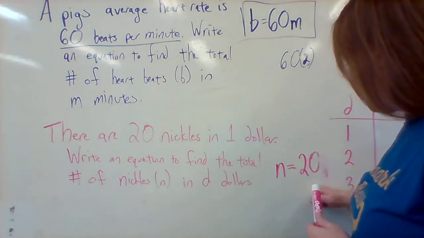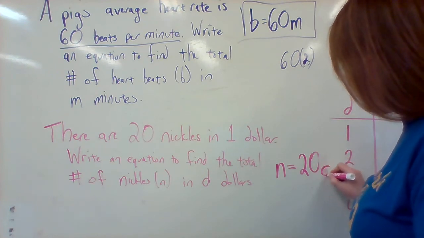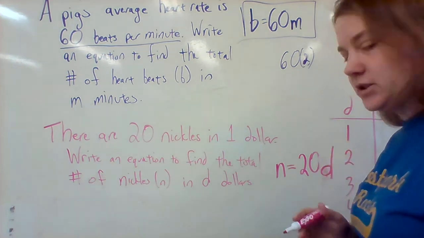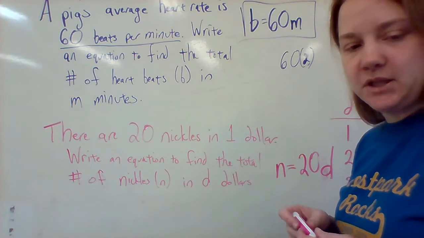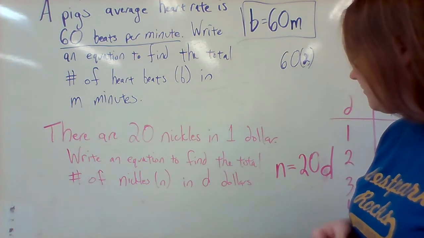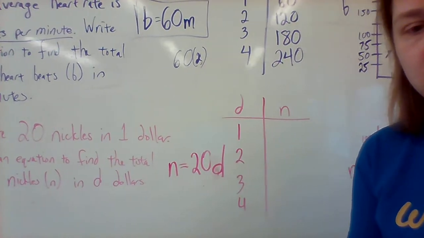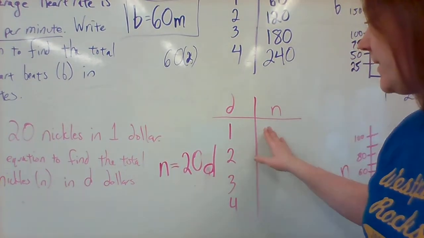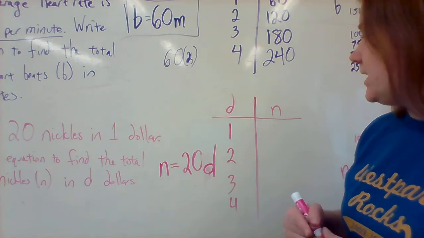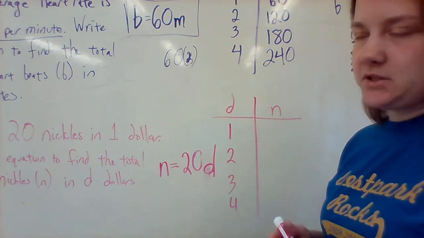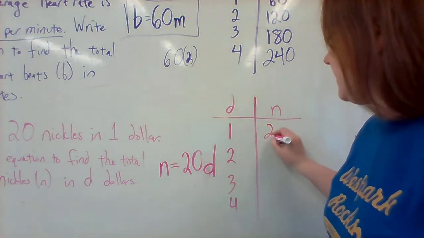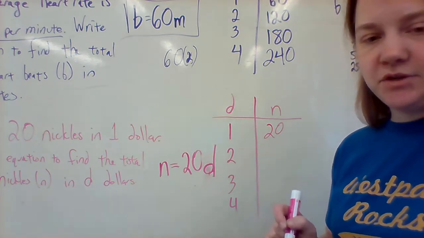So that's going to be 20, and you can tell I'm writing my letters very carefully to make sure that they're not confused with numbers. 20D equals n. Let's go ahead and scoot over here. Now we get to fill this out. $1 equals how many nickels? Well, the problem already told us that. There's 20. But what happens when there's $2?